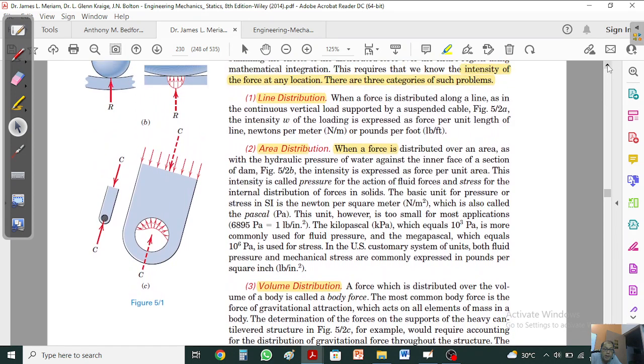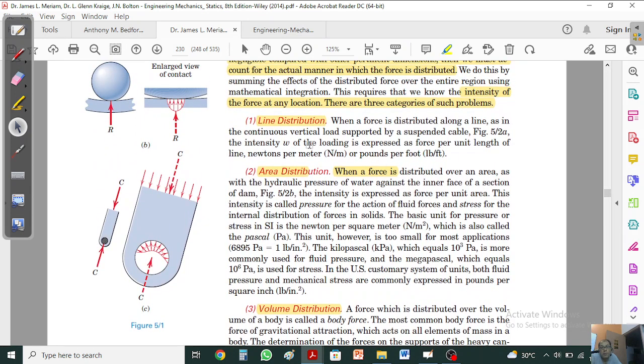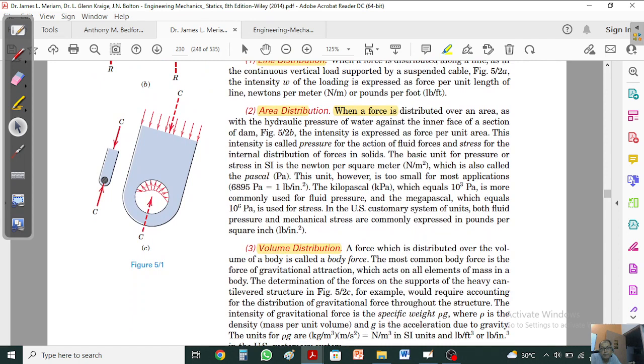Basically, we have done chapter 4, in which we did uniform distributed loading, and that loading was expressed in pounds per inch or newtons per meter. That is for the line distribution of any structure. There are two more loadings that you will be doing in your future assignments: areal distribution loadings and volume distribution loadings.